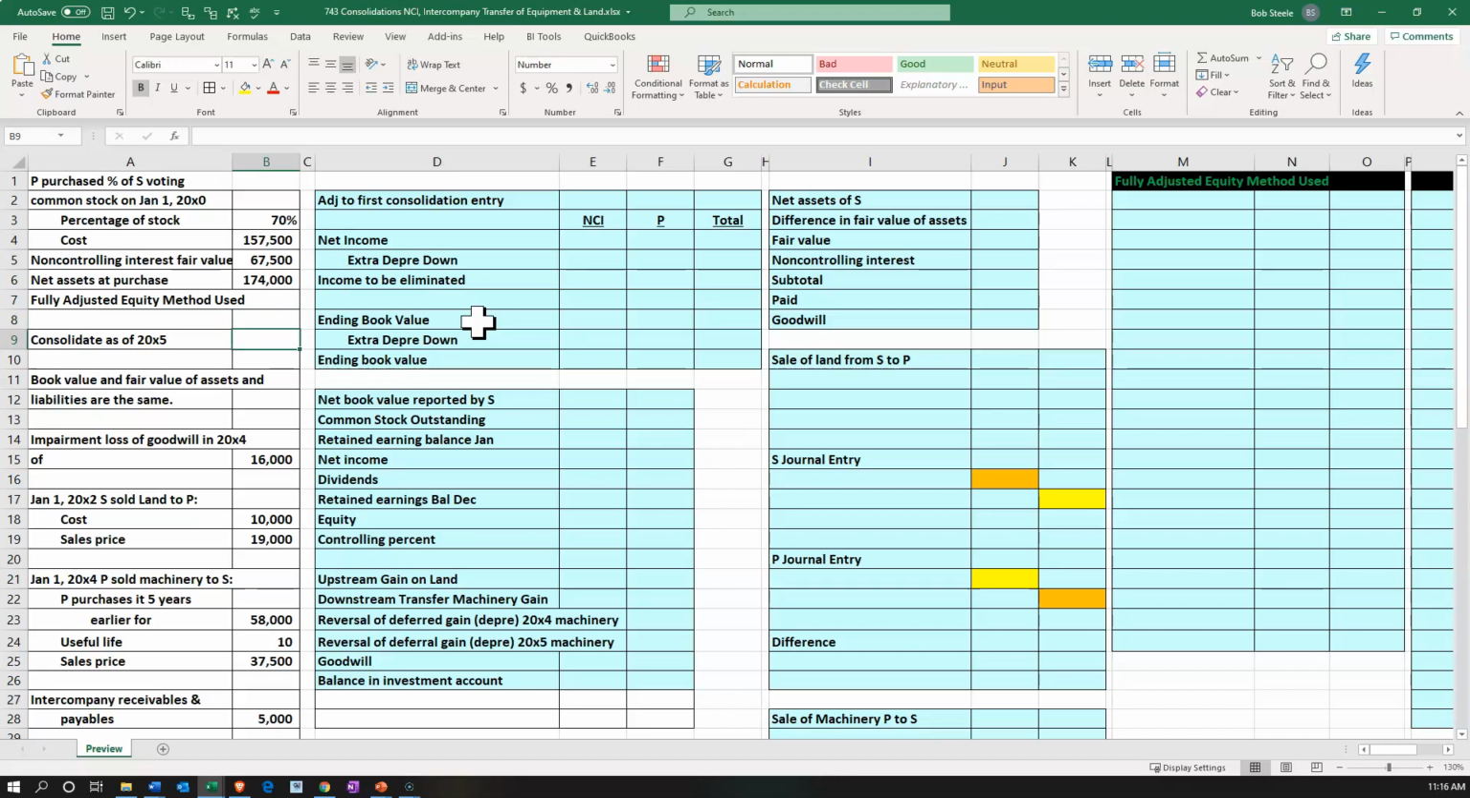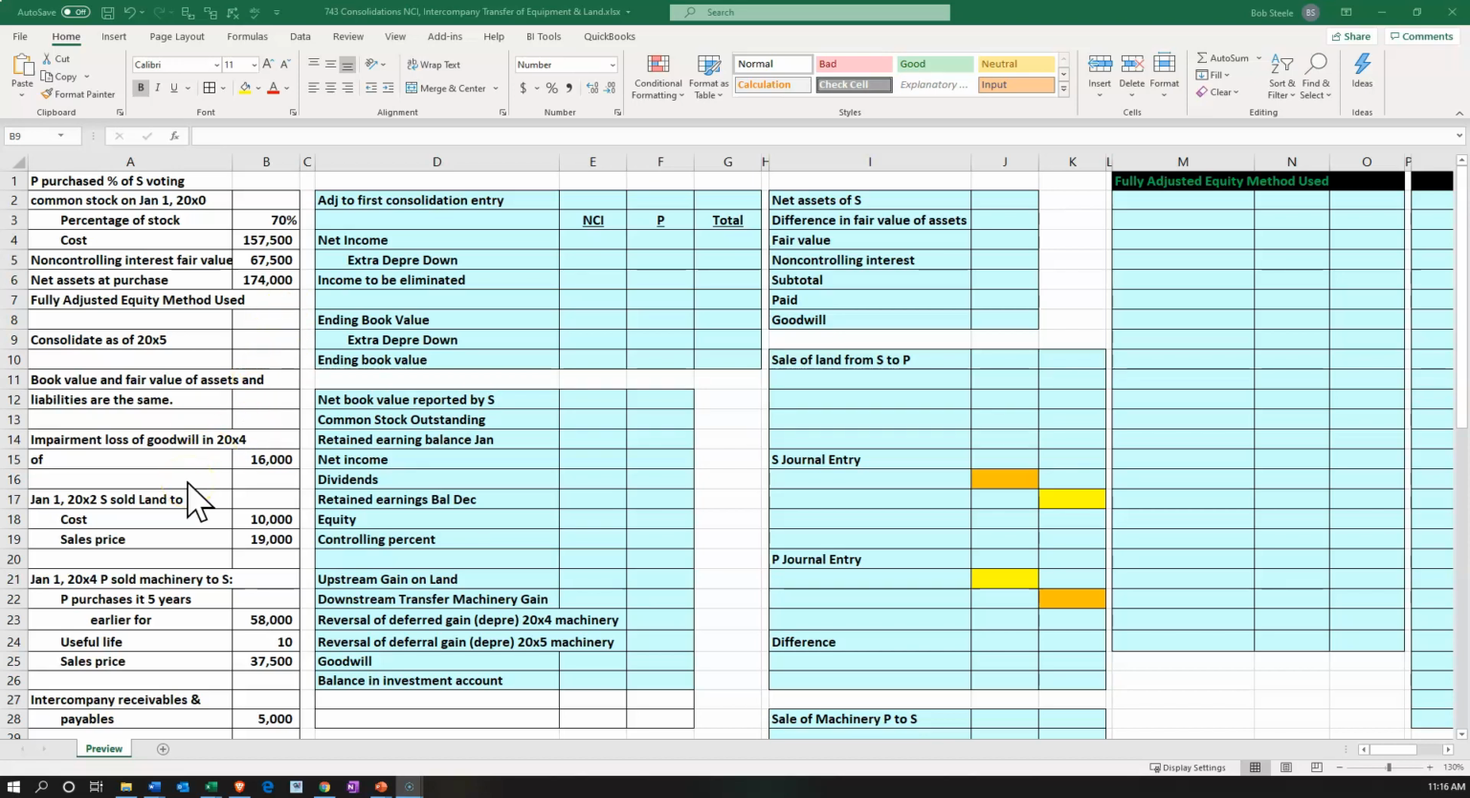We're going to consolidate as of 2000 X5. So that looks like 6 years later, because it happened in January 2000 X0, and we'll consolidate 6 years later. Book value and fair value of assets and liabilities are the same, so we don't have to deal with the revaluation of the assets and the liabilities at the point in time of the purchase.